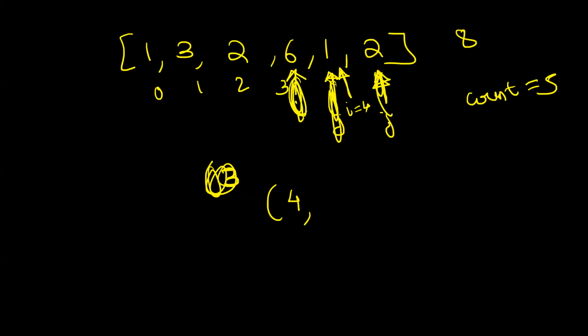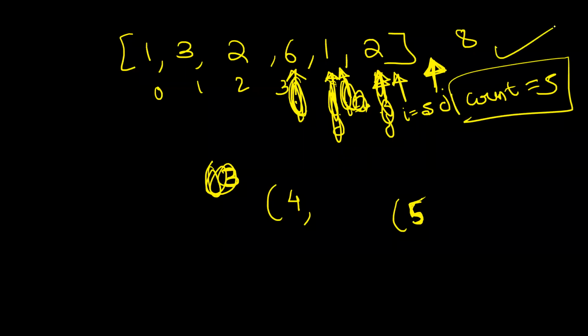Now I will move J forward. Array is finished. Job done. Now I will move I forward. Now I have fixed I at index number 5. The first number in my pair is index number 5. Now when I is 5, where will you start J from? I plus 1, right? But when you do J equals I plus 1, you will see that J is already outside the array. So you don't have any more pairs. Job done. And my count will be my final answer.